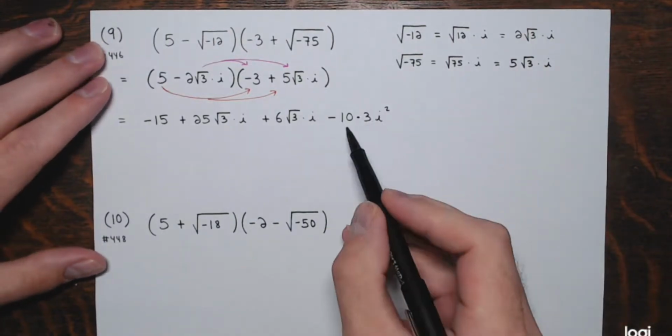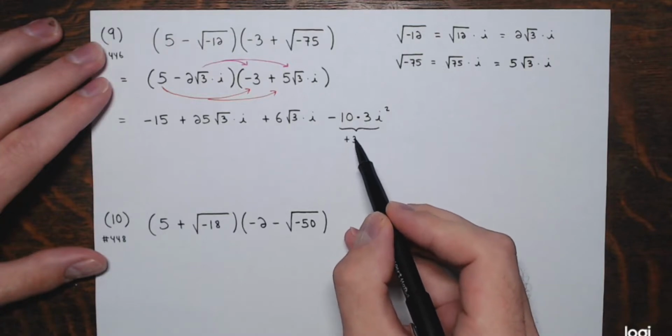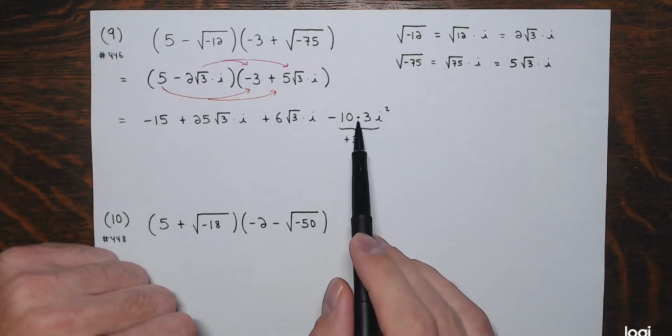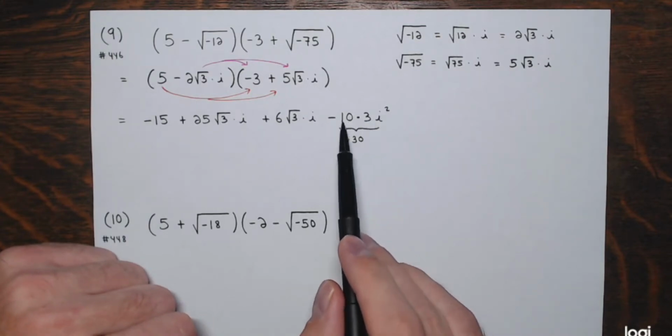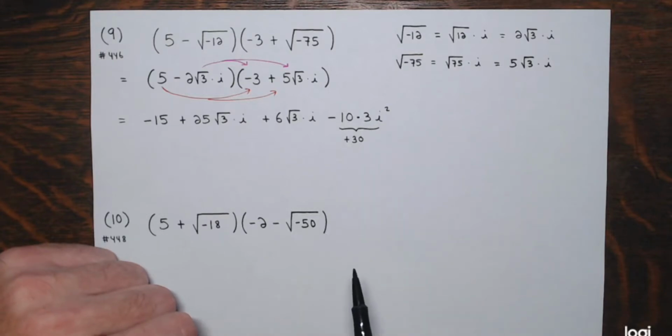So this last term here really is just plus 30. I hope you see that, right? Negative 10 times 3 is negative 30, but then I squared is negative 1. So you have negative 30 times negative 1, positive 30.